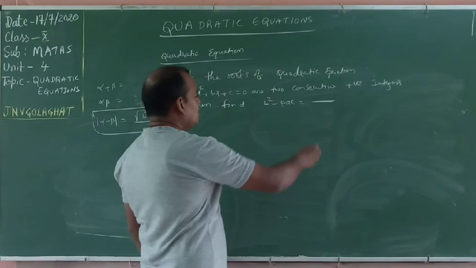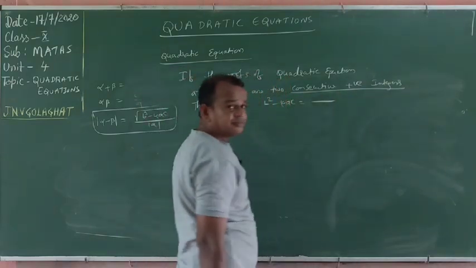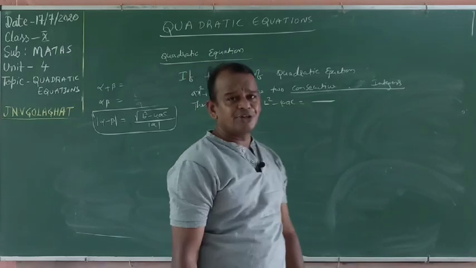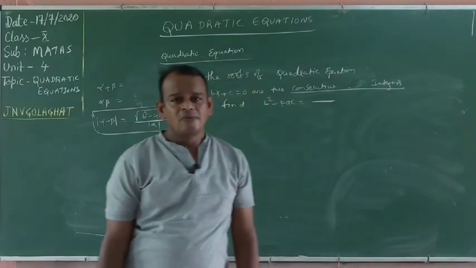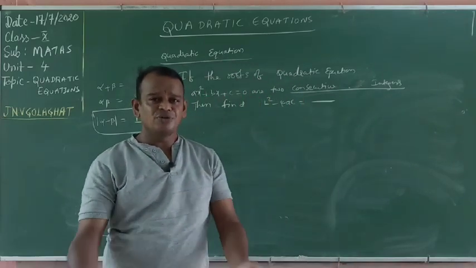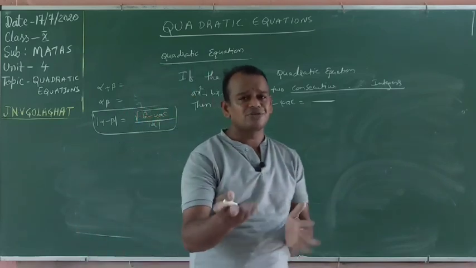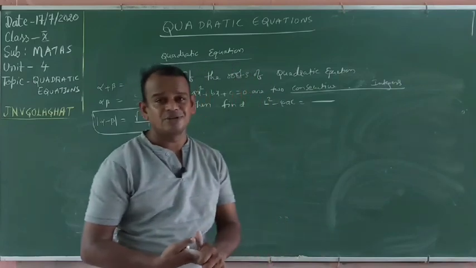What is the meaning of consecutive integers? No need of positive, leave that one. Consecutive integer. What is the meaning of consecutive? Integers means you know positive numbers, negative numbers, up to plus infinity and minus infinity: 1, 2, 3, minus 1, minus 2, minus 3. Okay, consecutive. What is the meaning of consecutive?